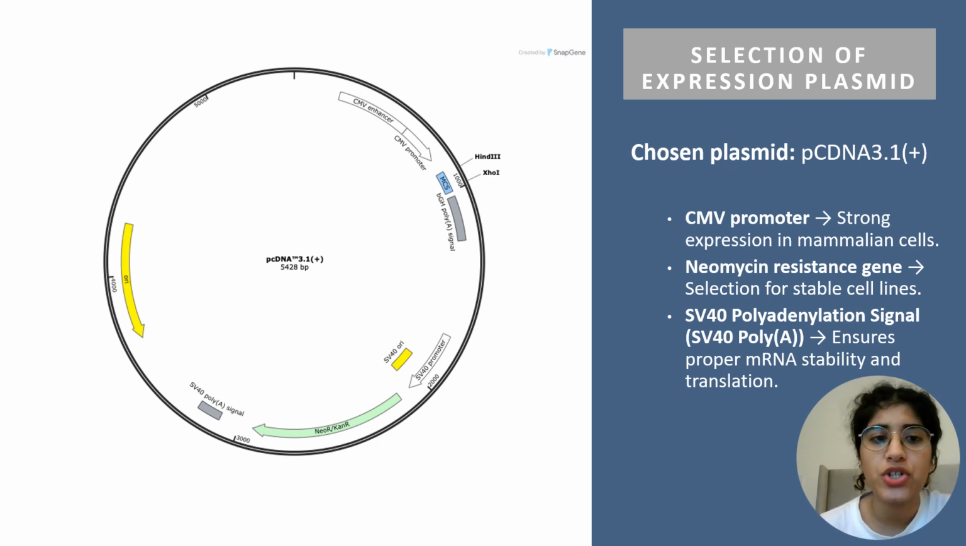For the successful expression of MELK in mammalian cells, we have chosen pcDNA 3.1 plus, which is a high efficiency expression vector containing a CMV promoter, which drives strong and constitutive transcription in mammalian cells. This vector also includes a neomycin resistance gene, which allows stable cell line selection after transfection using G418 antibiotic selection. And then we also have the SV40 poly A signal that ensures proper mRNA stability and translation.